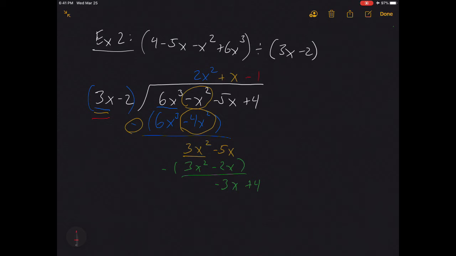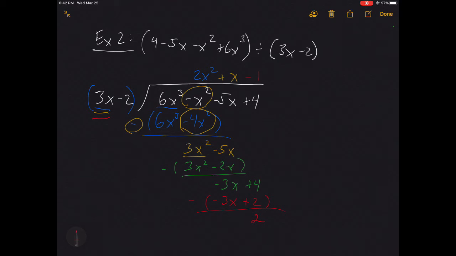So minus 1 times 3x is minus 3x. Minus 1 times minus 2 is plus 2. Put a parentheses and subtract. Minus 3x minus a minus, which again is plus 3x, minus 3x plus 3x is going to be 0. Okay, those are opposites, those make sense. And then 4 minus 2 is 2. So this time I do have a remainder. I have nothing else to bring down.